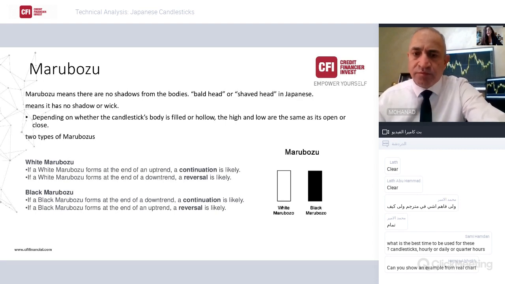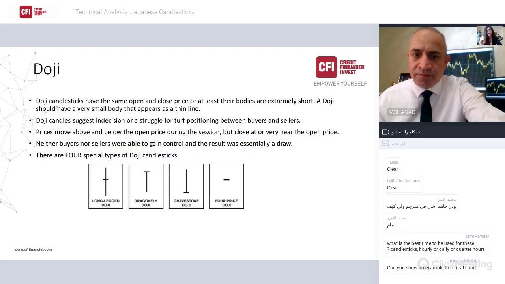Now before I give the mic to Mohannad, I will just briefly mention that Mr. Mohannad will tell us more about the third basic type of candles, which is the Doji candlestick. Please, Mr. Mohannad, go ahead.